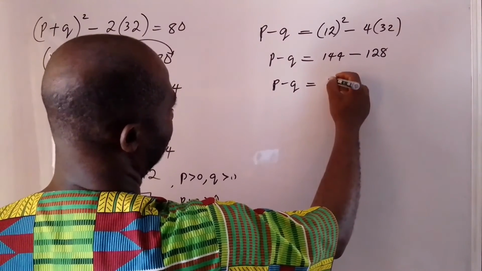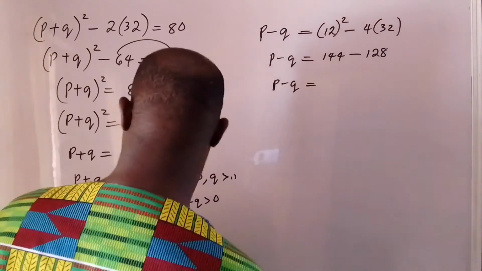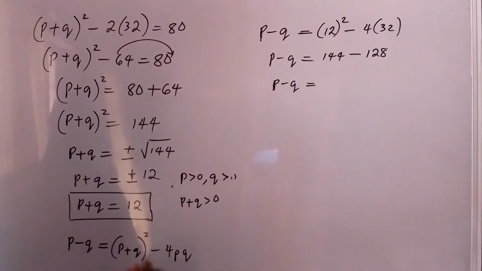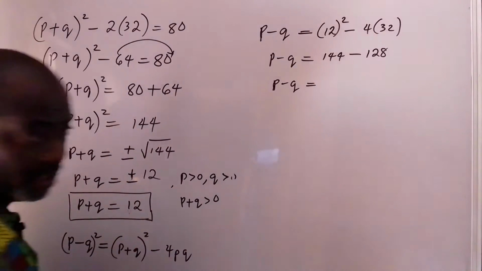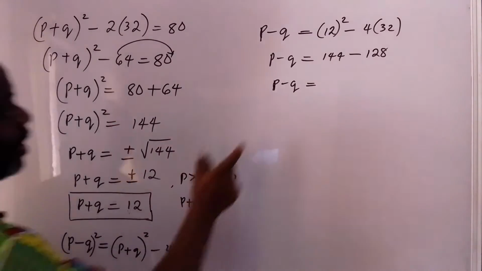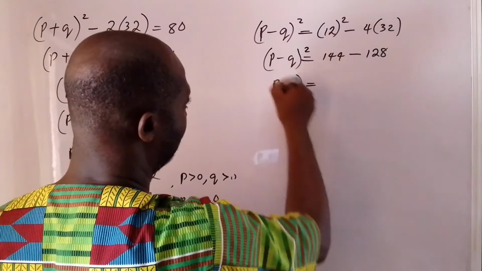Let me investigate that correctly. I think there is a mix-up somewhere here. So, the mix-up, please, let's come back here. p minus q squared should give us this, not p minus q. So p minus q squared should give us this, okay? Please, I accept responsibility for that. So p minus q squared should give us this, and this should be squared, and this should be squared.